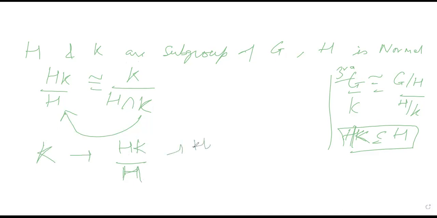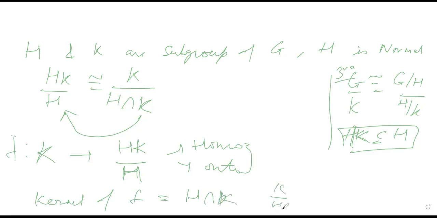Then I will prove that this relation is a homomorphism. This is onto, and because this is homomorphism and onto, I will use the fundamental theorem. If I call the relation F, then you will prove that the kernel of F is equal to H intersection K, and then using the fundamental theorem, you can say that K by H intersection K is isomorphic to HK by H. So this is the whole process. In most questions, you follow this process: you define a relationship, prove that it is a homomorphism and onto, and then you find its kernel, and then you write K by the kernel is isomorphic to the right hand side.